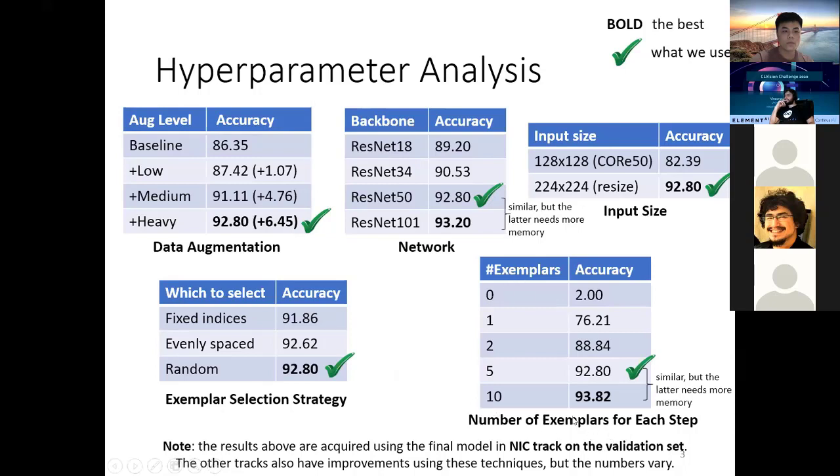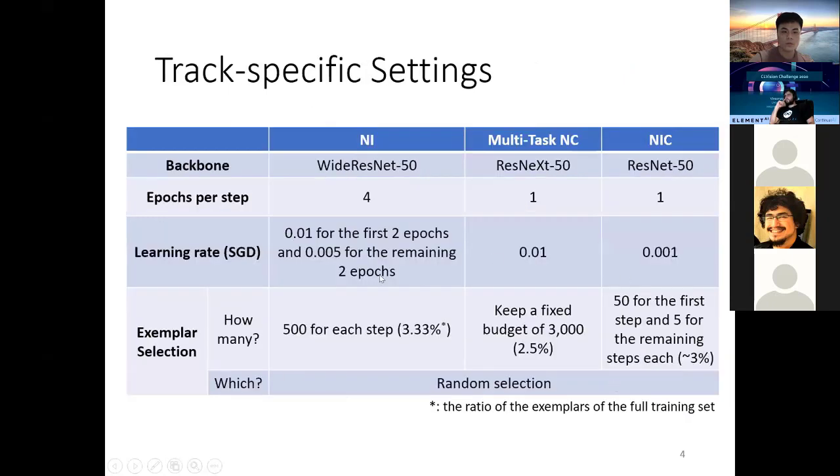And for the number of exemplars for each step, generally the more the better, but it is also a trade-off between the performance and the memory usage. And we add 5 exemplars for each step in the NIC track. And here are the track-specific settings, which can also be found in our paper, and I won't spend too much time here.